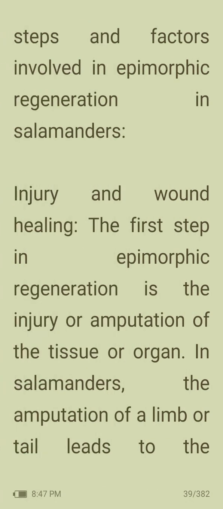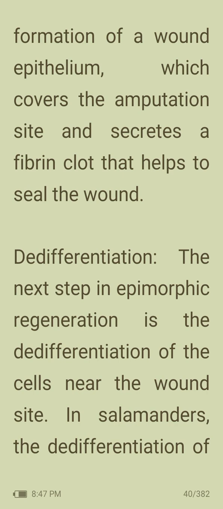So, injury and wound healing. The first step in epimorphic regeneration is the injury or amputation of the tissue or organ. In salamanders, the amputation of a limb or tail leads to the formation of a wound epithelium, which covers the amputation site and secretes a fibrin clot that helps to seal the wound.